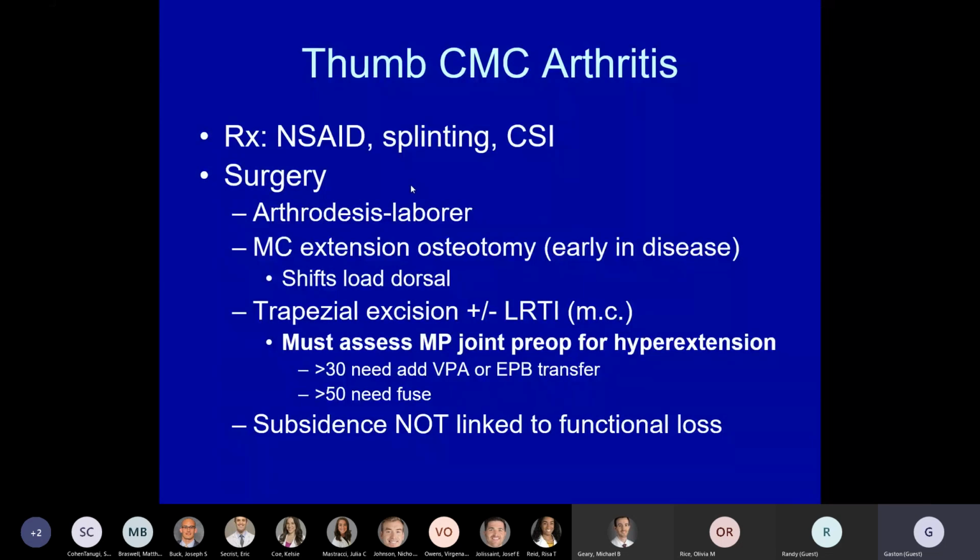Other things they're going to want you to do is assess the MP joint for the presence of hyperextension. If it's more than 30 degrees of hyperextension on the boards, you're going to want to do something, either a volar plate advancement or PB transfer. If it's more than 50 degrees, they're probably going to want you to fuse it. Other thing that's been asked is subsidence. Post-operatively, you get an x-ray and the thumb metacarpal has subsided. That has not been linked to functional loss.